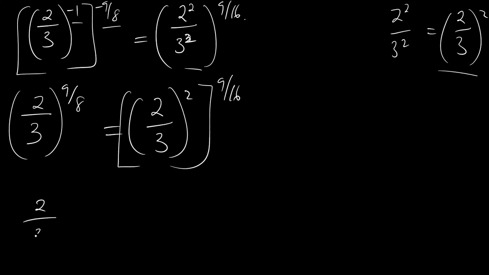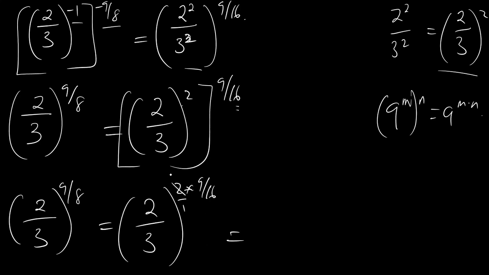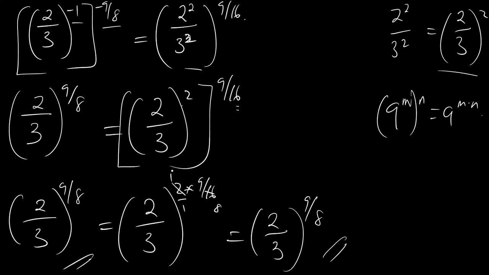Now you have 2 all over 3 all raised to power 9 over 8, and this should be equal to, now you multiply the powers just like what we did. You say a raised to power m all raised to power n is equal to a raised to power m times n. So we multiply the powers, you now have 2 all over 3 all raised to power 2 times 9 all over 16. So 2 divided is 1, 2 divided is 8. So you have 2 all over 3 all raised to power 9 over 8. So if you check, this is equal to this. So they are the same.